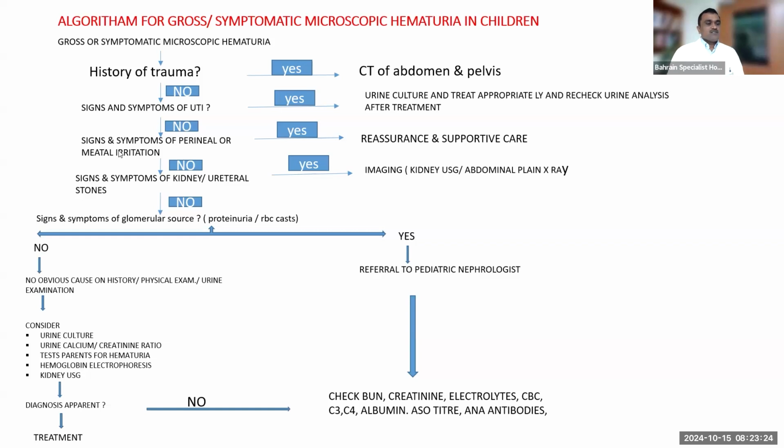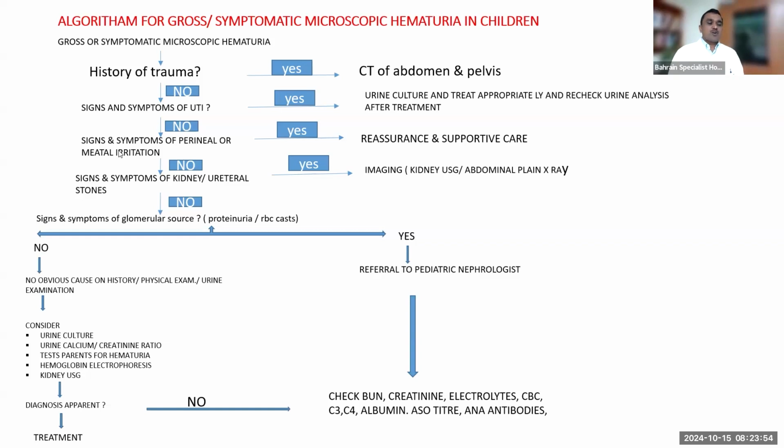If there is no history of trauma, no signs or symptoms of urinary tract infection, no signs of perineal irritation, and no signs of stones, then look for any signs and symptoms of a glomerular source, like proteinuria and red blood cell casts. If red blood cell casts are there, it is gross hematuria, and you have to refer to the pediatric nephrologist, and normally they will do urea, creatinine, electrolytes, CBC, C3, C4 levels, albumin, ASO titers, and ANA antibodies.